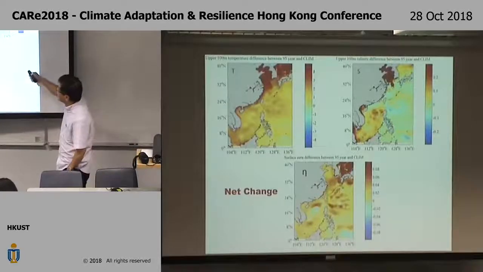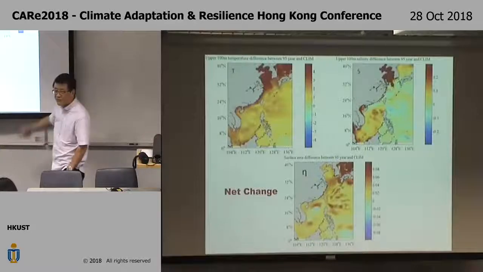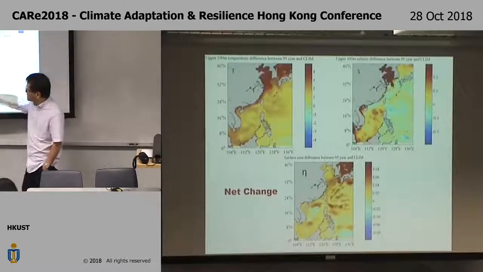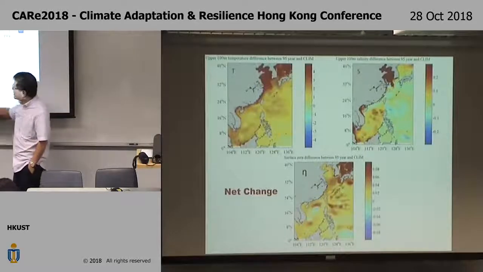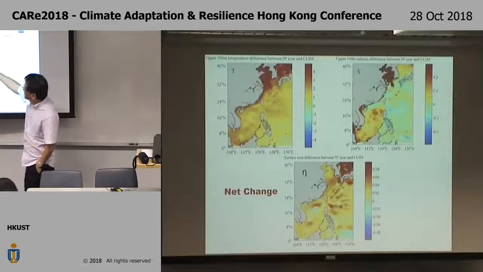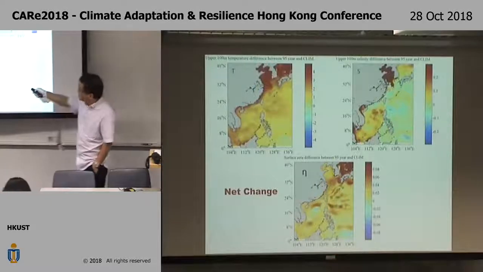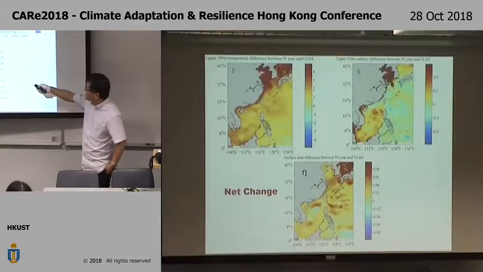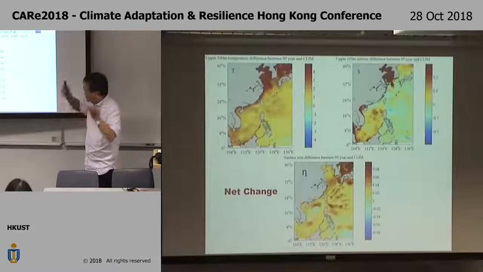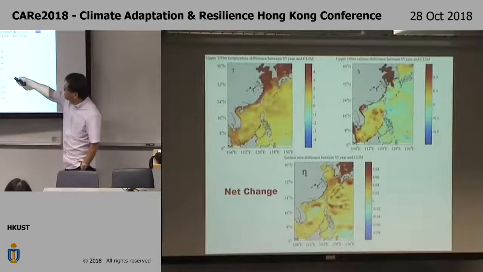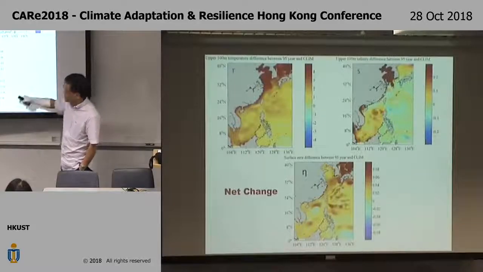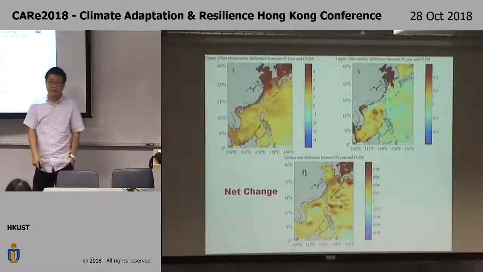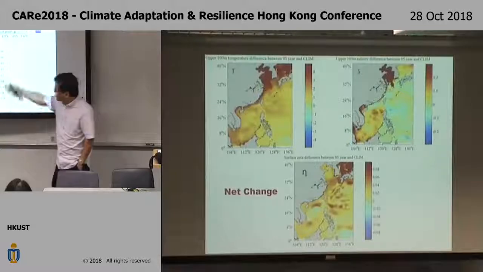But if you see the net change of the sea surface elevation, of course this is just a relative value, you can also see the sea level change. The northern part is getting more heat, so there is steric expansion of the water, and you have a more severe sea level increase in the northern part than in the southern part.